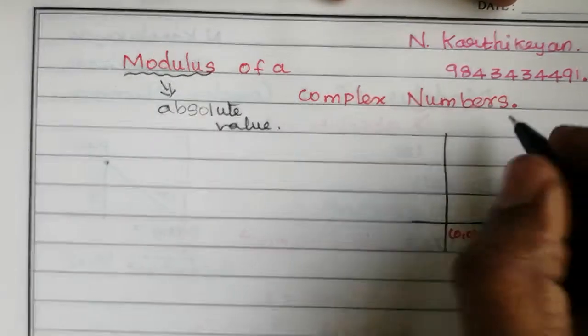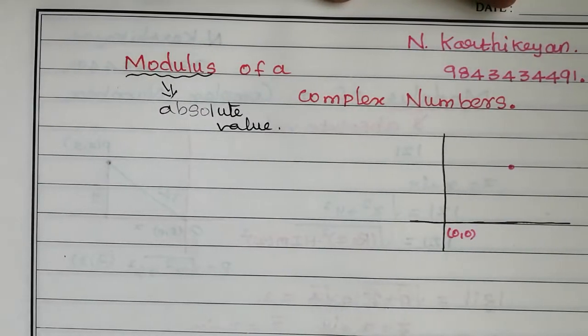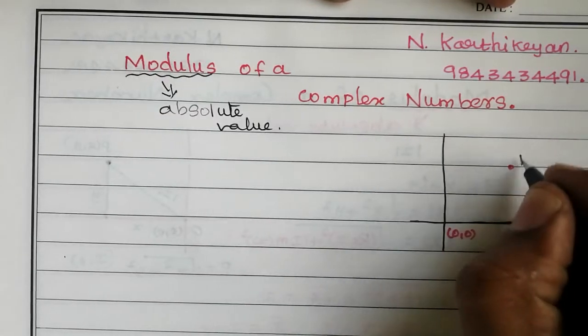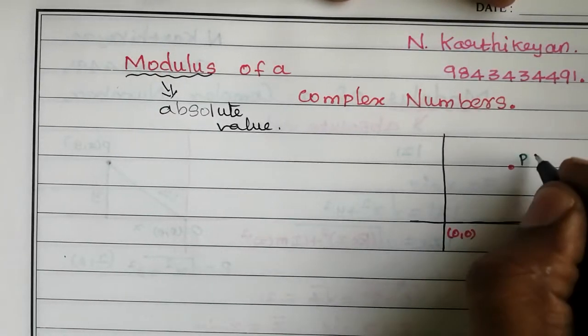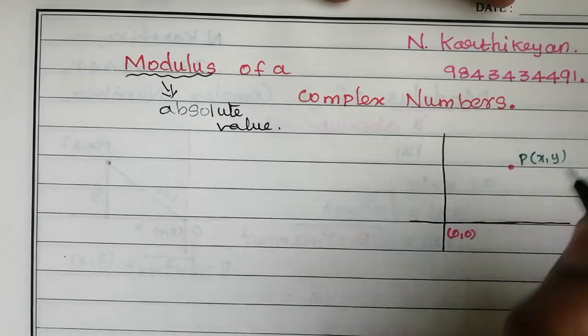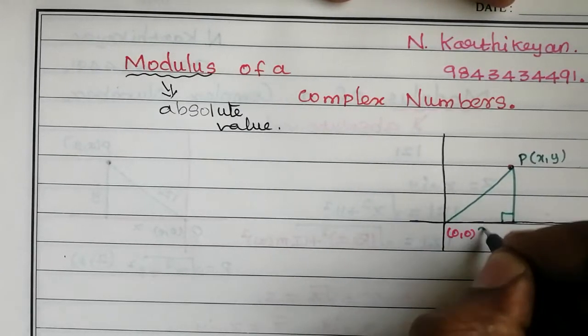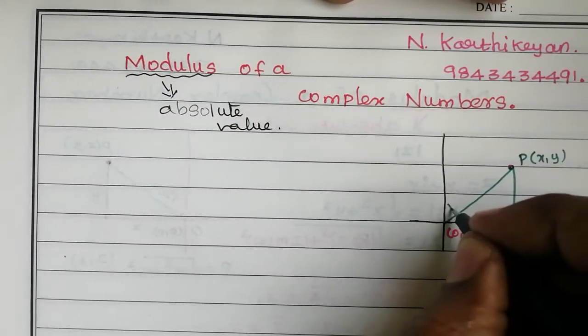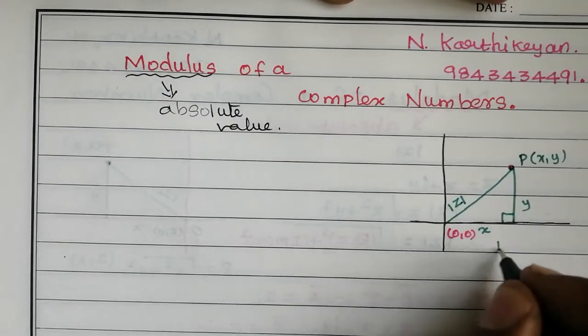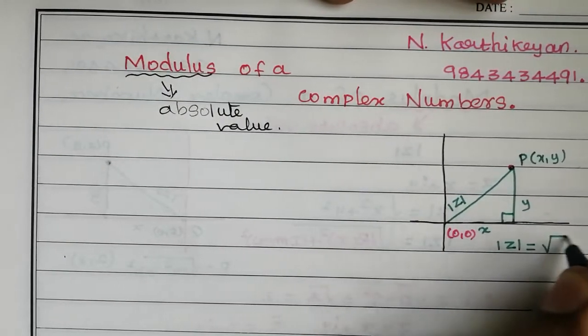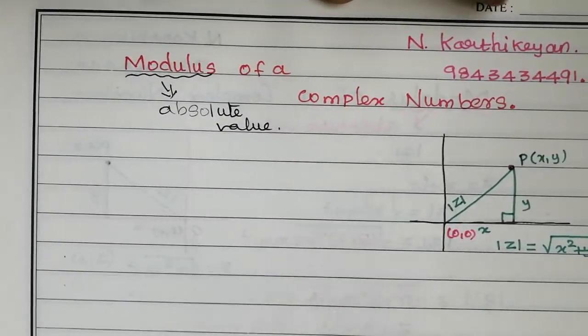The distance from the origin to the complex number is called the modulus, that is P of x comma y. So this is P of x comma y, and this is the modulus of z. Here modulus of z equals the root of x square plus y square.